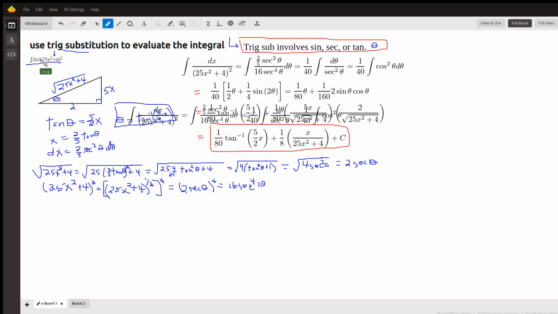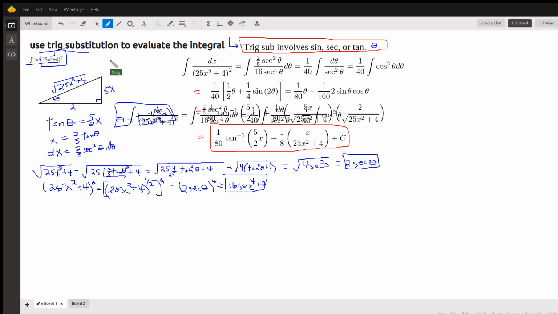Now we'd like to come up with an expression for this denominator in terms of theta. So we know that in the square root of 25x squared plus 4, x is 2/5 tangent theta. When I put that in there for x and square it, here's what happens. We end up with 2 secant theta. But we don't have just the square root of 25x squared plus 4. We have that binomial to the 3/2 power, so that's the same thing as the radical raised to the 4th power. But we know that the square root of 25x squared plus 4 is 2 secant theta. So there is an expression for the denominator.